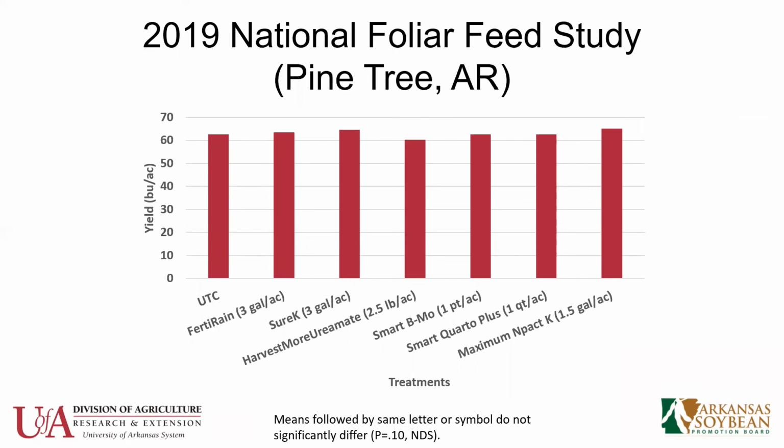In 2019, at the Pine Tree location, similar results were observed. The average treatment yield ranged from 60.2 to 65.2 bushels per acre. 3 products had average grain yields that were numerically greater than the untreated check, and 3 with average grain yields numerically less than the untreated check. But again, we saw no significant difference in yield between the untreated check nor between the individual products.